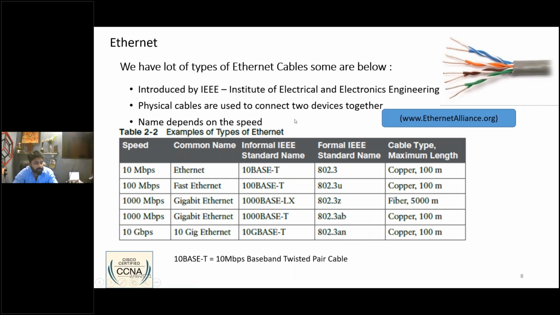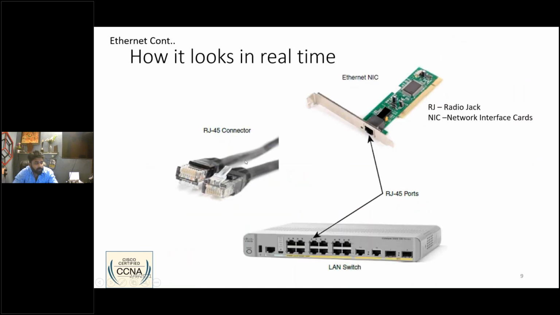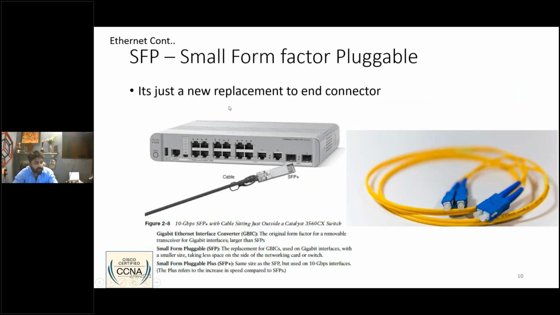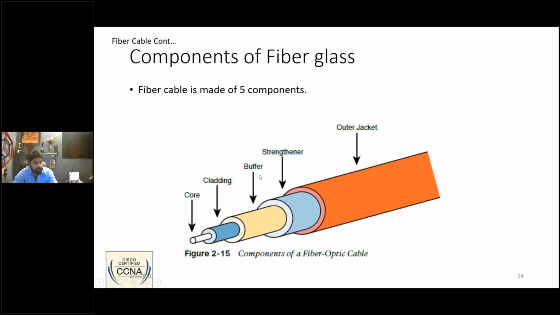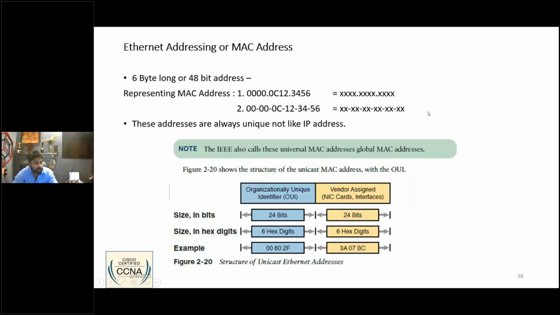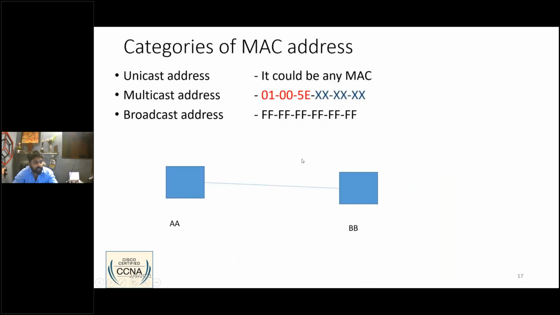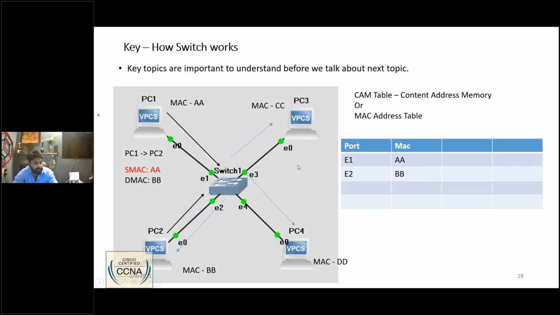What is an Ethernet cable, the types of Ethernet cable, and how these things look. What is SFP? How am I going to connect fiber cable to these ports? Types of Ethernet cable, then fiber cable, and modes of fiber cable. Then what is a MAC address? Like this, we'll go step by step.